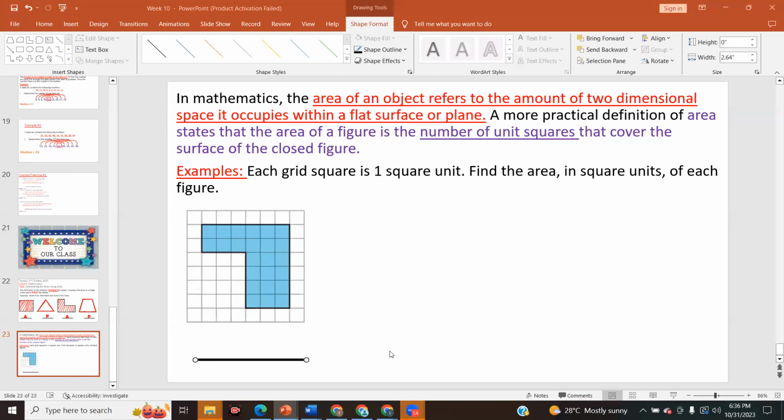All right, which did y'all put in your answer? 24, 24, 24. All right, 24. How did y'all get 24? Because we count the grids inside. Very good.